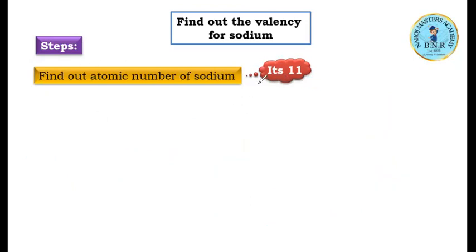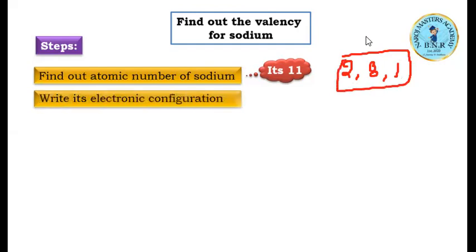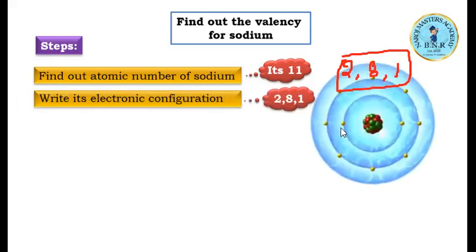Now remember, the atomic number of sodium is 11. So we write its electronic configuration as 2, 8, 1. Once we fill the 8 in the second orbit, we enter into the next orbit, where we have only 1. So its electronic configuration is 2, 8, 1, which shows the number of electrons present in each shell.